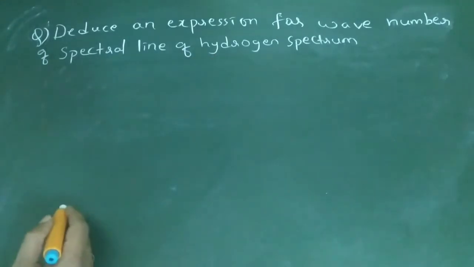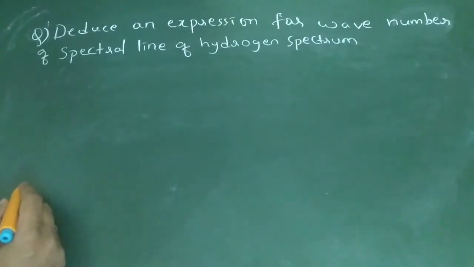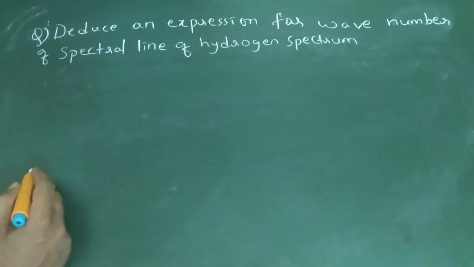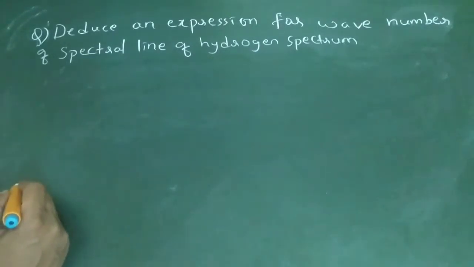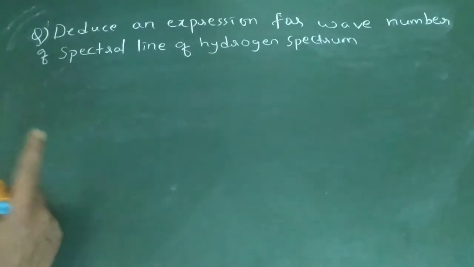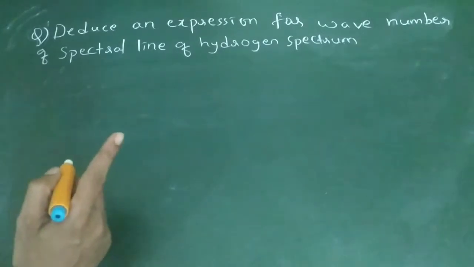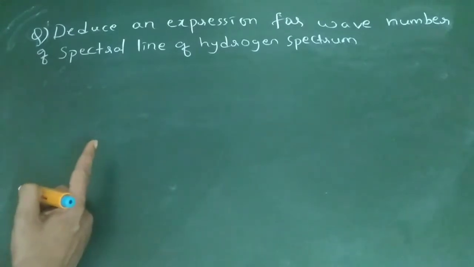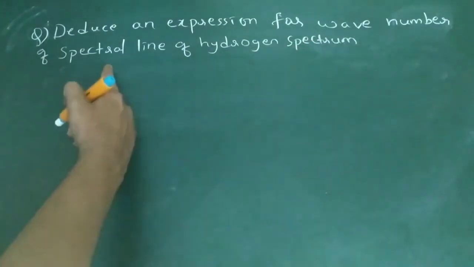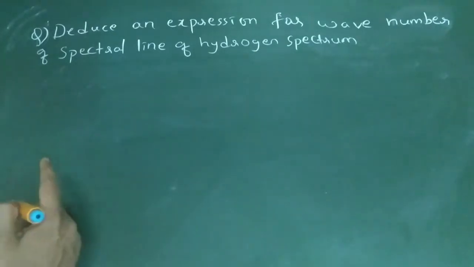Here, what we are finding is the different wavelengths of radiations which are emitted by an atom when an electron jumps from a higher orbit to a lower orbit. Are you getting that? When electrons jump from a higher orbit to a lower orbit, they emit some radiations. I am finding the wavelength of those radiations. That is nothing but finding the wave number of a spectral line of the hydrogen spectrum.